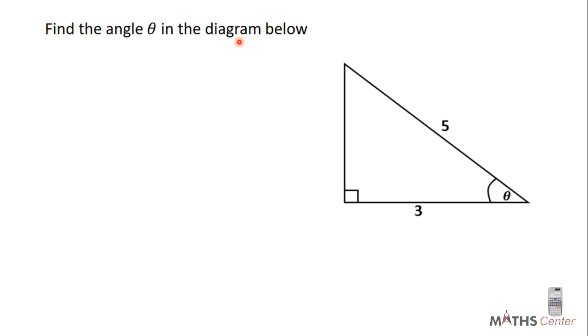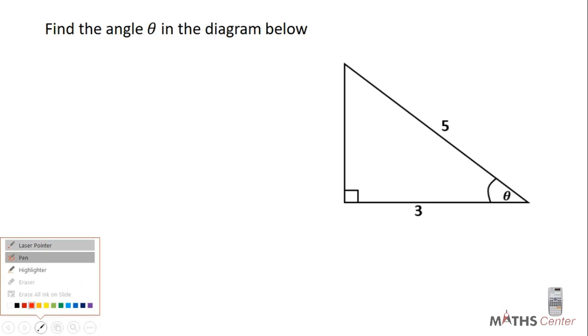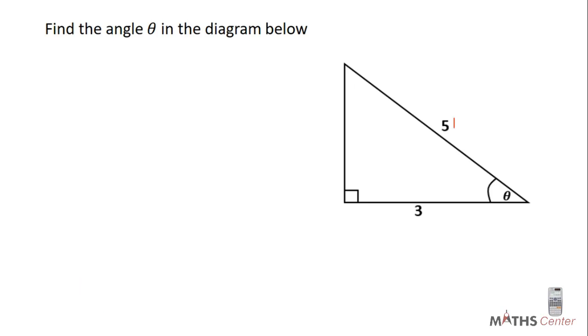Let's pick the next question. Find the angle theta in the diagram below. So considering this diagram, we can see that 5 is the hypotenuse because it's the longest side, or the side facing the 90 degrees. 3 is the adjacent side. 3 is adjacent to theta. So here we have adjacent, we have hypotenuse.